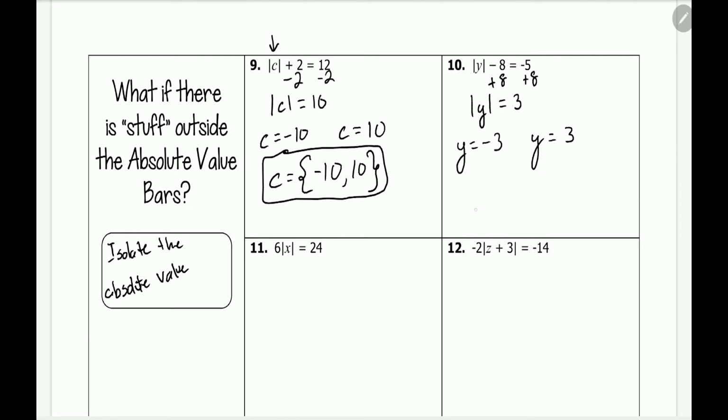Then we have to write it as a solution set. So we have y is equal to {-3, 3}. And that's our answer. Alright. Let's look at number 11.